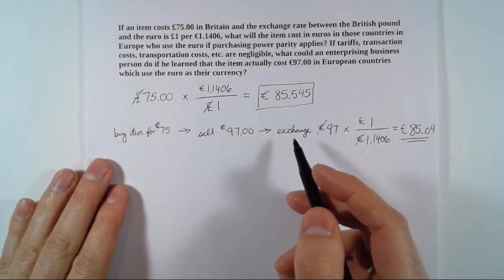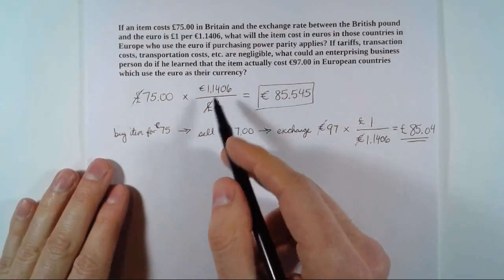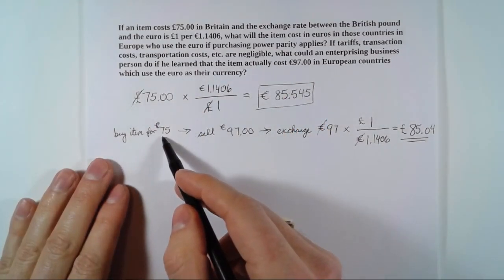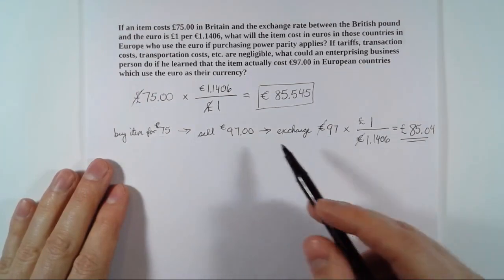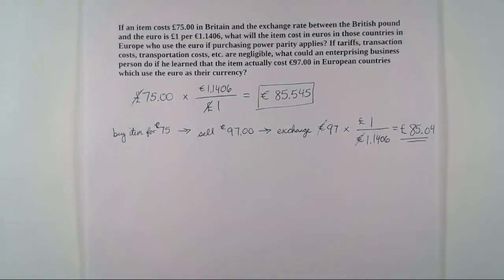But if the tariffs, transaction costs, transportation costs, and so on are pretty much negligible, then basically you could buy it where it is less expensive, ship it to where it's more expensive, and make a profit overall. And that is how purchasing power parity applies to international trade a little bit. So at this point, I recommend that you find some other problems that are relatively similar, try those out, and see how you do.